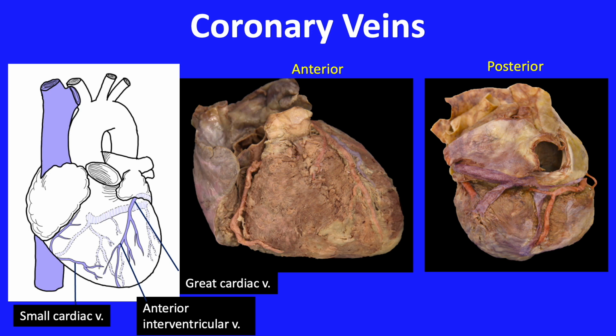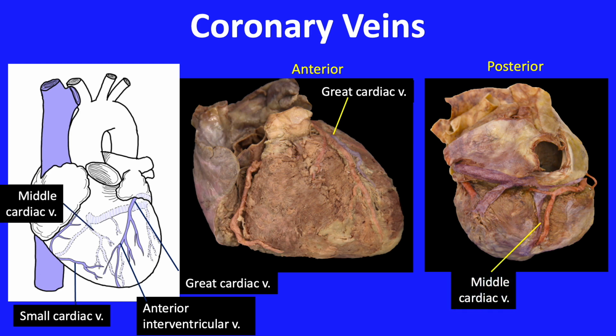Note that in the dissected heart, the veins accompanying the right coronary artery are difficult to discern. This is a general problem with dissected hearts unless great care is taken to preserve the veins. The great cardiac vein, however, is generally well preserved. The posterior interventricular vein will be accompanied by the middle cardiac vein. Note that this vein is also readily discerned in the dissected specimen in the posterior view.